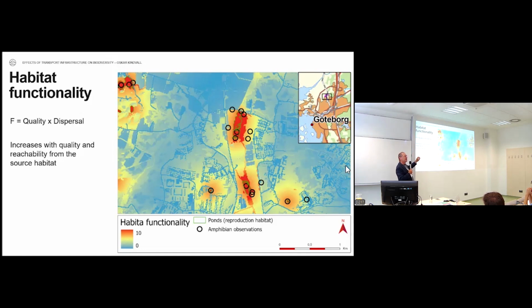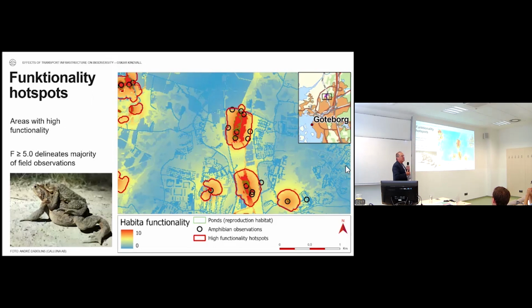They are restricted in the landscape. Connectivity is very much restricted by the distribution of ponds, in this case for frogs. And you get higher functionality closer to ponds, but you also get the impact of the roads and everything else that is in between, if they act like barriers. And based on such a map, you can identify quite easily, by selecting a threshold, areas which are at higher functionality than others. So, like high functionality hotspots.